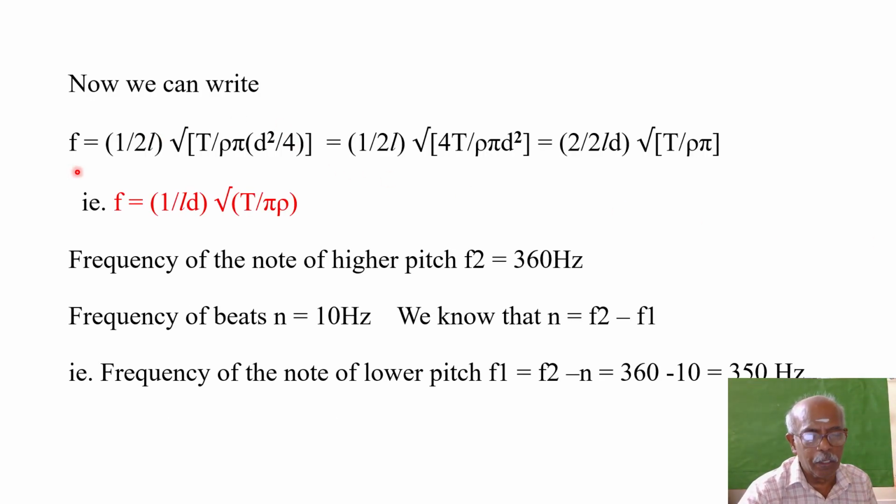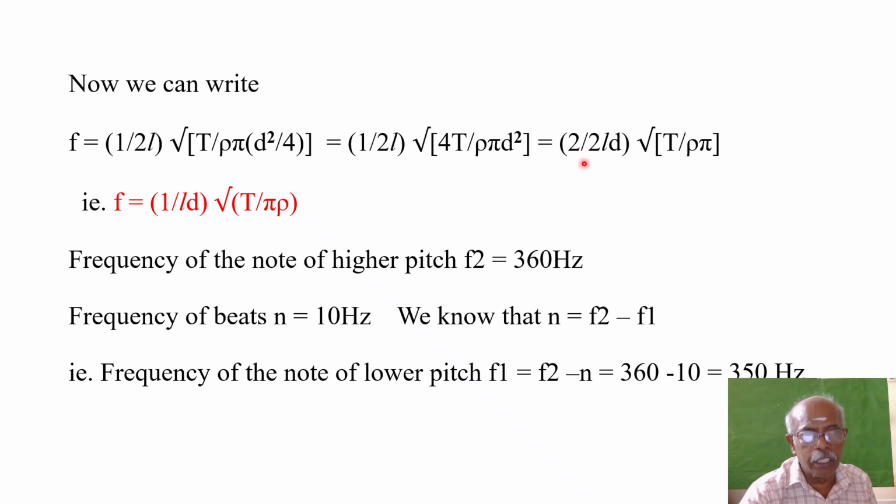Now we can write it as equal to 1 by 2L into square root of T. Instead of mu, you write rho into pi into d square divided by 4. This 4 in the denominator will go up. So then the numerator inside the square root will be 4. So 1 by 2L into square root of 4T divided by rho pi d square. When this 4 comes out of the square root, it will become 2.